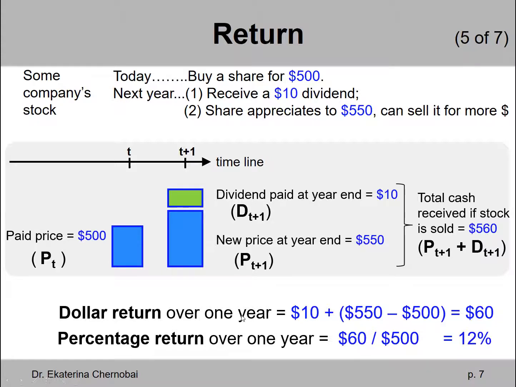The dollar return in this example over 1 year is $10 coming from the dividend received plus the difference between the stock price before and after, 550 minus 500. So we get a total of $60. The percentage return over 1 year is those $60 divided by $500 which were invested at the beginning of the year. This equals 0.12 in decimals, which is the same thing as a 12% return on the investment over 1 year.